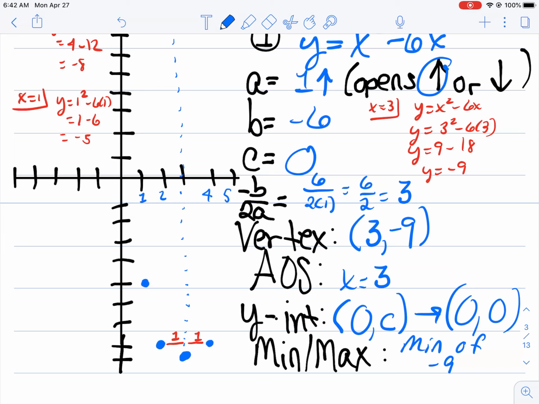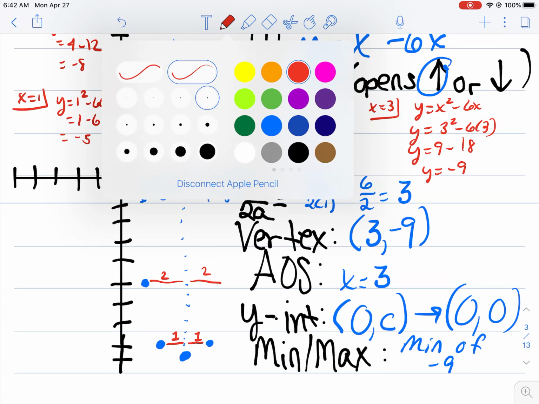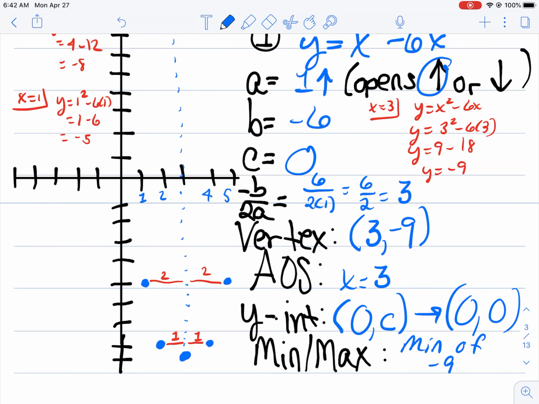Okay, and so now that that is 2 units away, I'm going to go 2 units away on the other side. So I'm going to have a point at 5, -5. Okay, I have my 5 points. All I have to do now to finish up the graph is connect them all together with a curve.